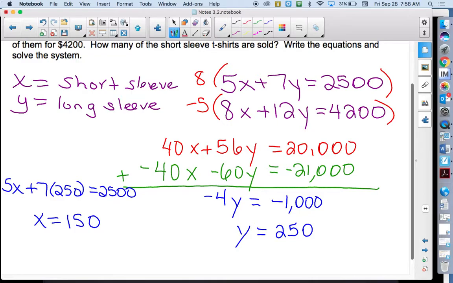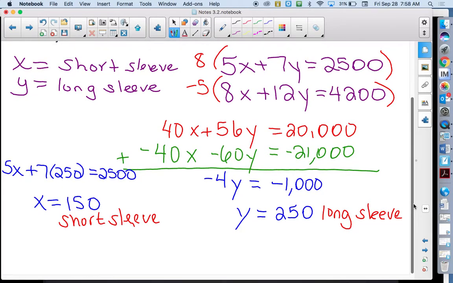So 150, we're selling 150 short sleeve and 250 long sleeve t-shirts. Make sure that when you have a word problem, you take that answer and you finalize it. So it's not just an ordered pair when it's a word problem, that ordered pair means something. So in this case, we have 150 short sleeve t-shirts and 250 long sleeve t-shirts. Questions?